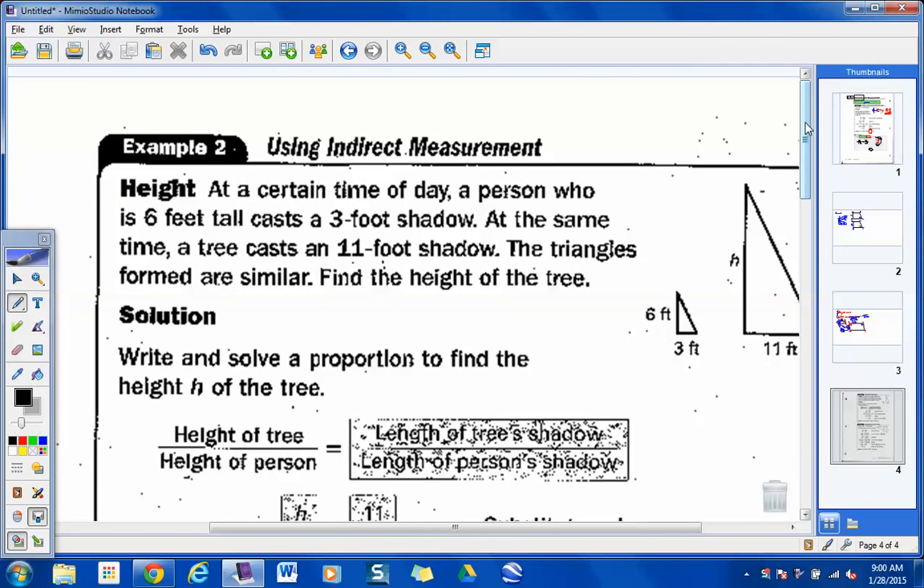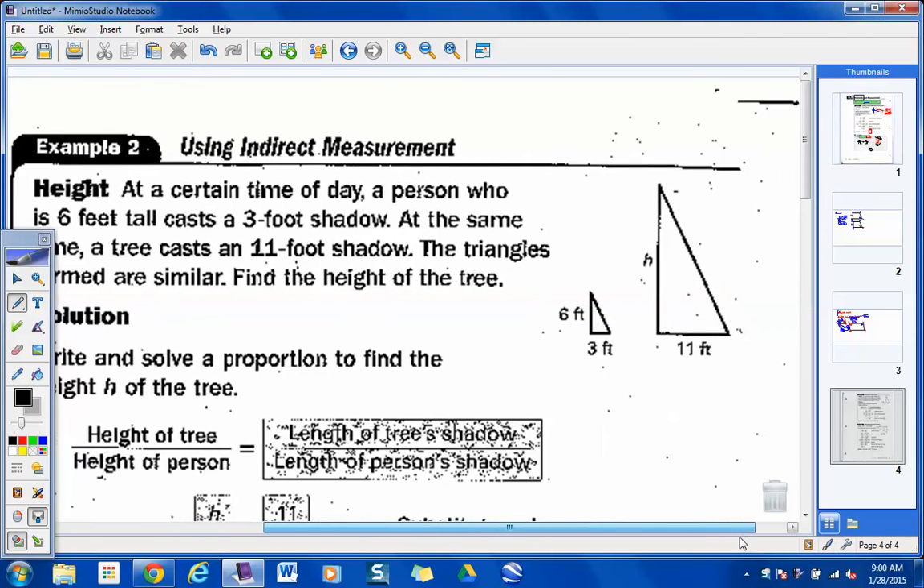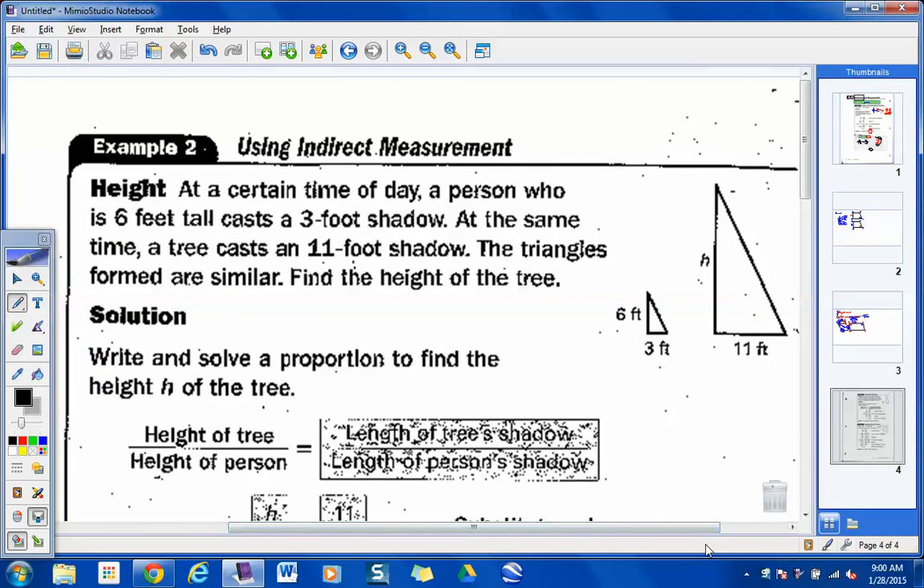Using indirect measurement. Oh, I like talk like this. Okay. They give you a nice diagram. It says a certain time of day, a person who is 6 feet tall casts a 3-foot shadow. Here it is. There's a 6-foot person standing right there. 6 feet tall. That means go up and down, right? Where's your shadow typically at? Okay, from the point where your feet meet the ground, it says the shadow's how long? 3 feet. It says at the same time, a tree casts an 11-foot shadow.